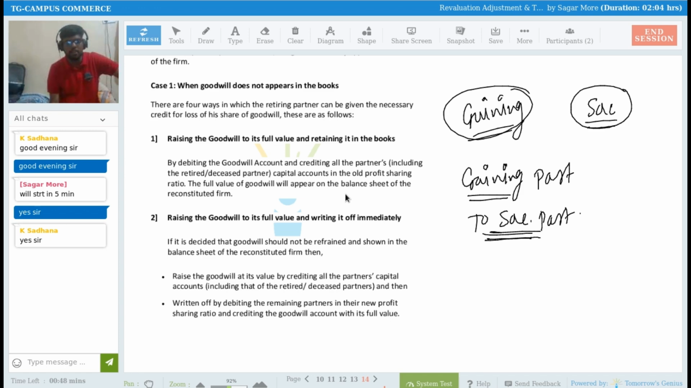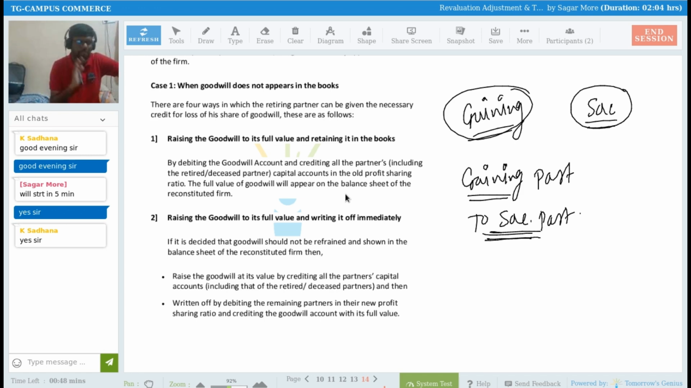Even in that scenario, you have to pass the same entry: gaining partner's capital account debit to sacrificing partner's capital account. The only important thing is you have to calculate gaining partner and sacrificing partner ratio correctly. Gain ratio and sacrifice ratio you have to calculate correctly. Then only you will be able to solve the general entry correctly, right? So that is the case of your CBSE syllabus.